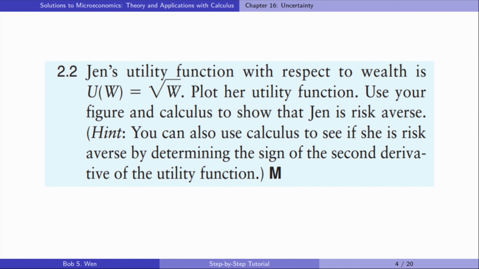Let's solve exercise 2.2. Jan's utility function with respect to wealth is u, which is equal to the square root of w. Plot her utility function. Use your figure and calculus to show that Jan is risk-averse.